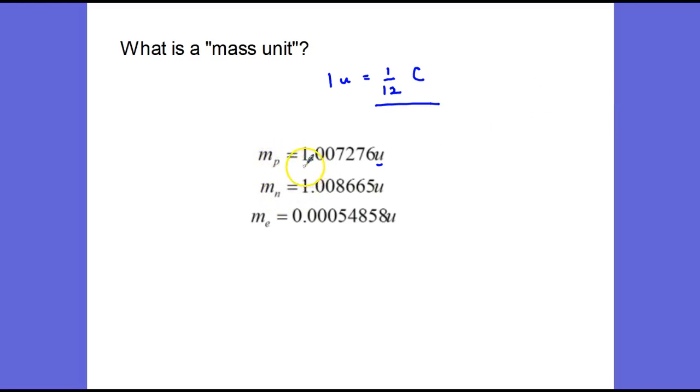Protons and neutrons both have a mass of about 1 U, and an electron has a mass of 0.00055 U.